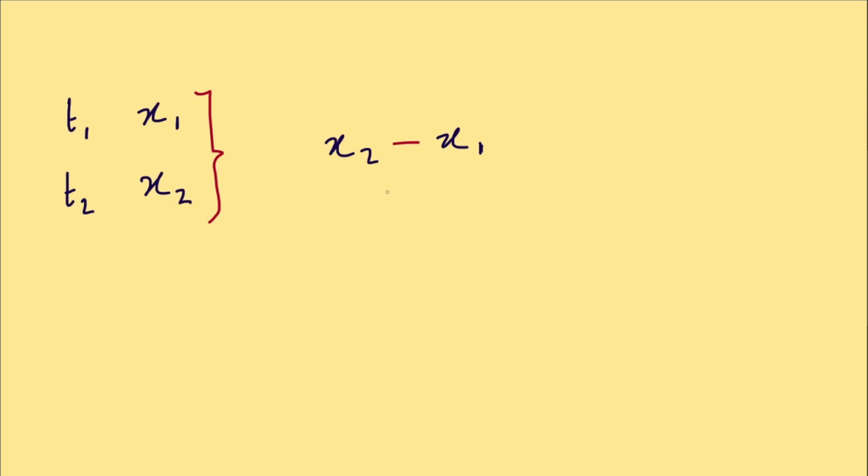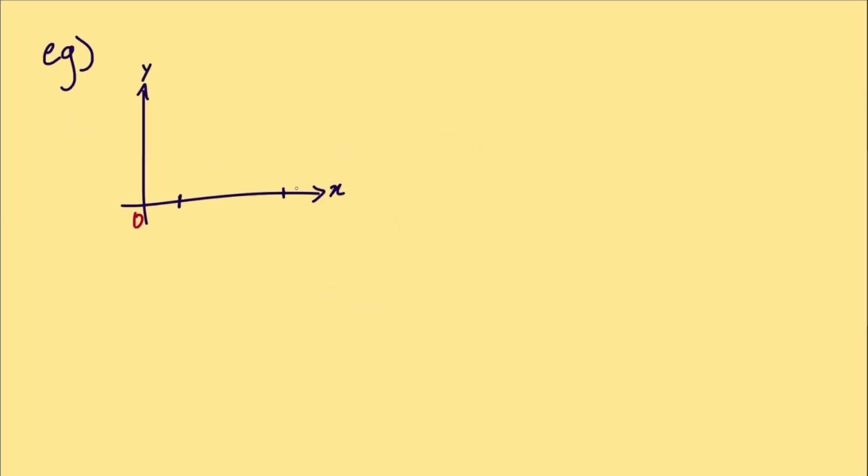And we denote this in physics with the Greek symbol delta, delta x. And delta just means change in. So this means change in x. I'll give you an example.